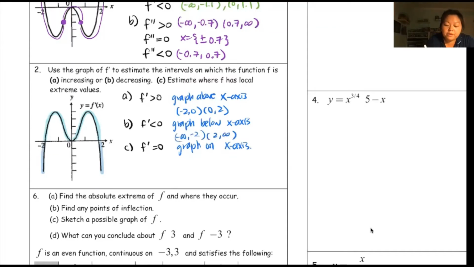When is f prime equal to 0? Okay, so f prime is equal to 0 at -2, at 0, and at 2. So at x equals -2, 0, and 2. Now be careful, not all of these are actual extrema. What am I talking about? At this point right here, my f prime went from negative to positive. So when I picture in my head, the graph went from decreasing to increasing.